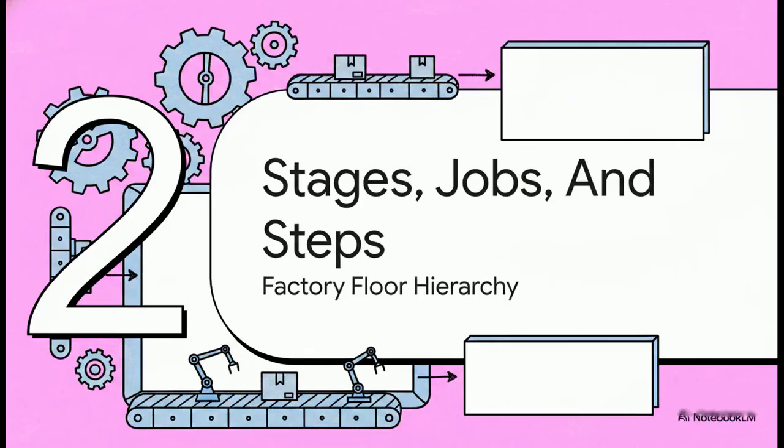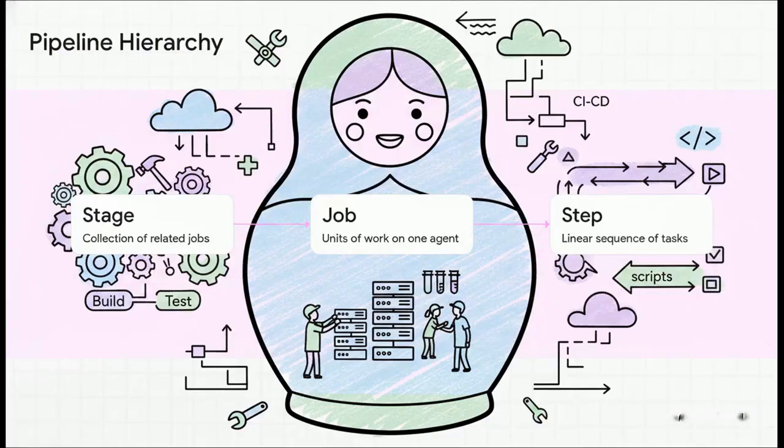Section 2. Stages, jobs, and steps. The factory floor hierarchy. Let's move on and see how this builds into the nested macro-to-micro structure of Azure Pipelines. You can kind of visualize this hierarchy like Russian nesting dolls. Up at the macro level, we have stages. A stage is a major division. Think build, test, or deploy, and it contains a whole collection of jobs.